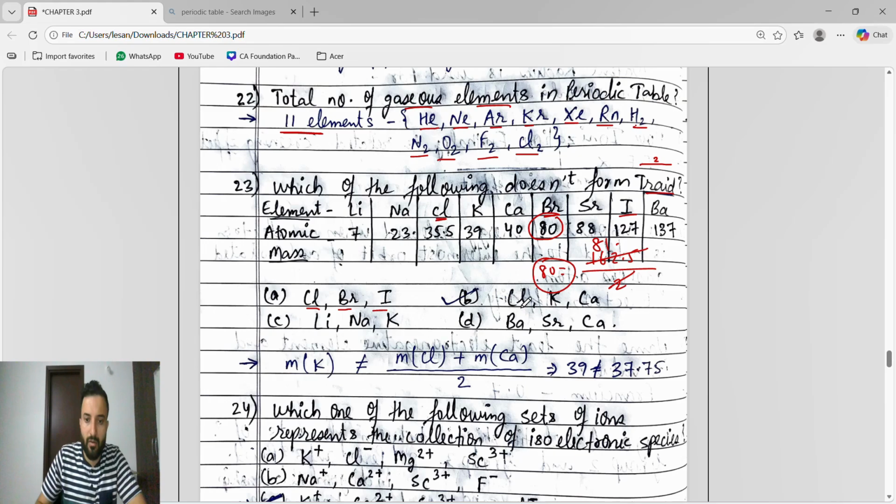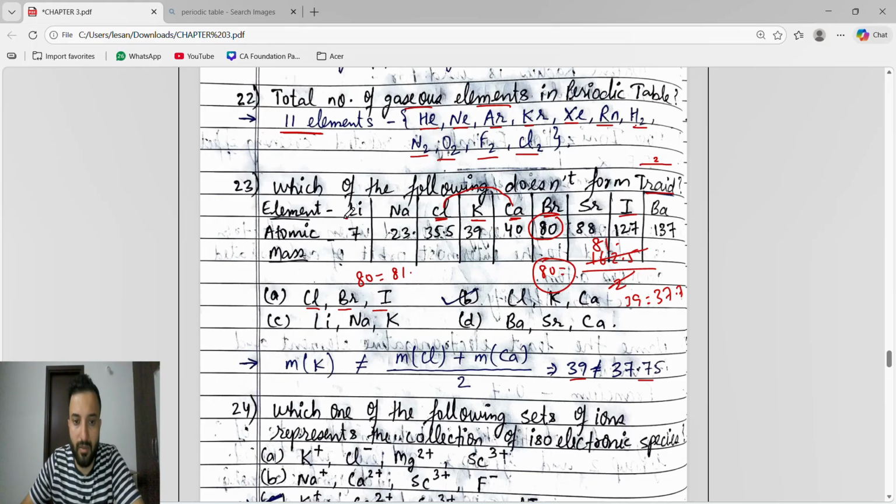Okay, then chlorine, potassium, calcium. See, the mass of chlorine is what? 39. Which of the following does not form triad? So this is 80 and on this side we are getting 81 point something. This is 39, and when you take the average of chlorine and calcium, 35 plus 40, it's 75.5 divided by 2, means 37.75 it is coming.